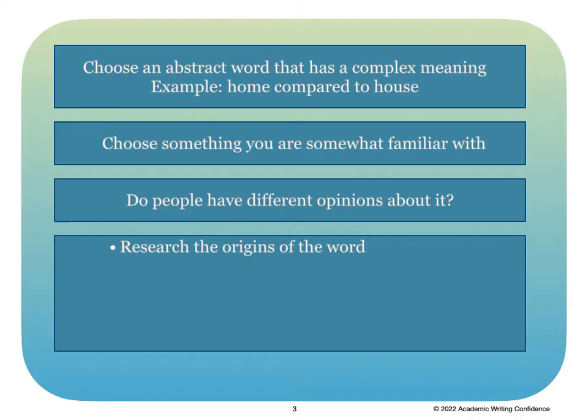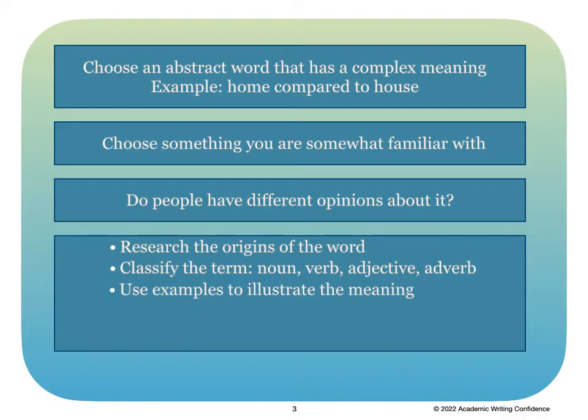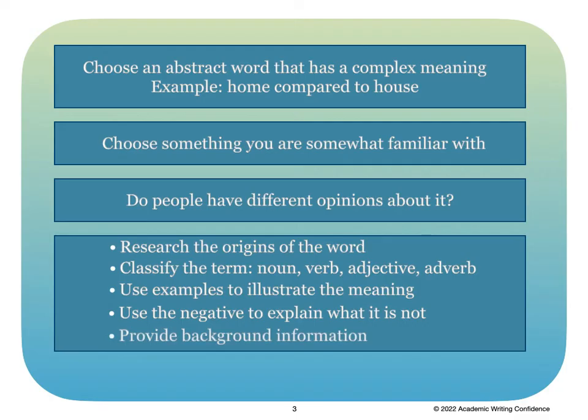Some other things that you can do to help you write your essay is to research the origins of the word. There may be some interesting things that you can add to your essay by seeing how the word originated. You can also classify the term as a noun, a verb, an adjective, or an adverb. You should use examples to illustrate the meaning of the word. Sometimes you can use the negative to explain what it is not. You can always provide background information about your word as well.